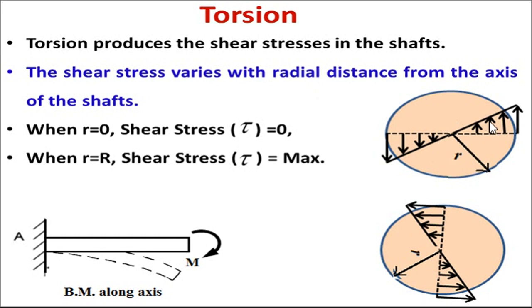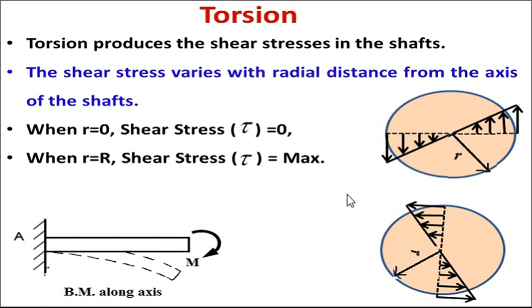So here I have shown the shear stress variation diagram. It can be shown like this along the circular shaft, or it can be shown like this. If you consider this diagram, this is the radius. As r changes, when r is 0, shear stress tau is 0. At the center r will be 0, and that's why shear stress is 0 in case of torsion when r is 0.